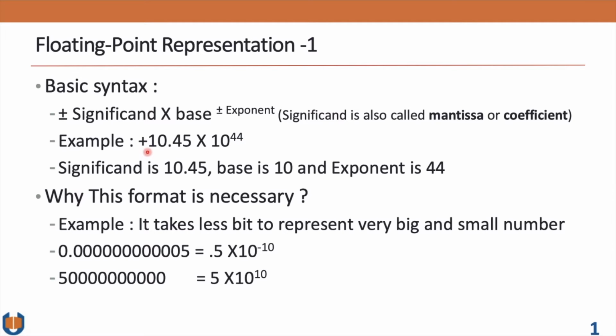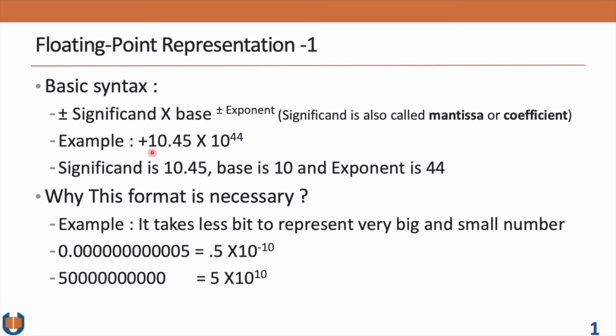Always in our calculator or digital display we see this type of number representation, where there is a significant, there is an exponent and there is a base. Base 10, as I said in part 1, is for decimal, base 2 is for binary, base 8 is for octal, and base 16 is for hexadecimal. So this is the base.